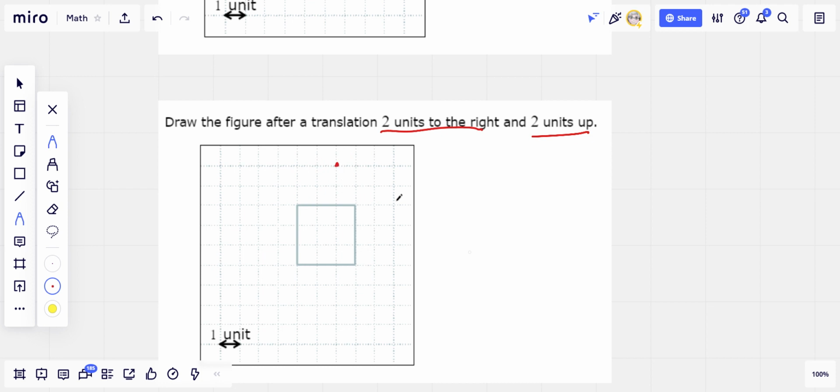If I start here, two units to the right and two units up, that one would be there. We'll do the same thing down here, two units to the right, two units up. And here, two units to the right, two units up. You can kind of see our new square there. Let's just connect them with lines.